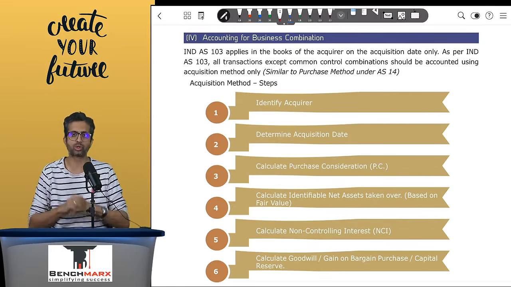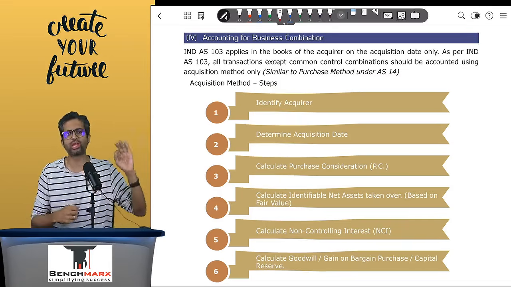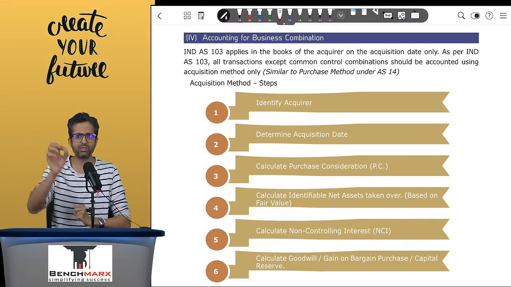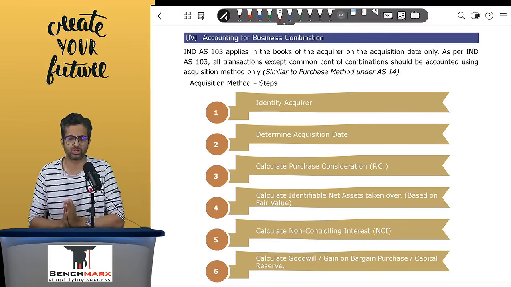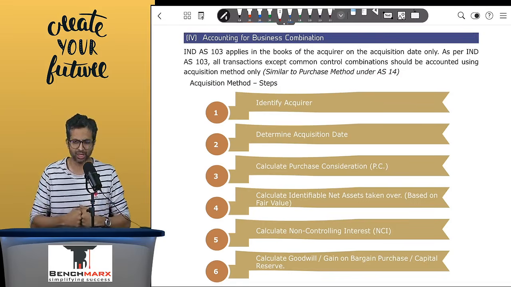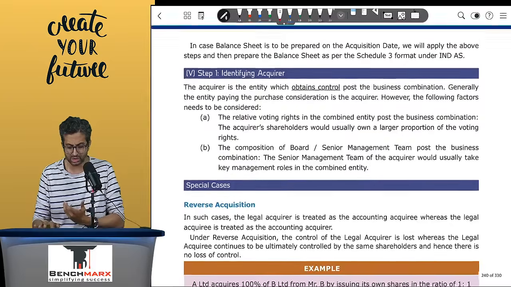So you create what is called a non-controlling interest. And 6, after considering all of these, you calculate the goodwill by PC plus NCI minus net assets, which will give you goodwill. So these are the 6 steps of acquisition accounting, which is fairly important from an exam perspective, especially steps 3, 4, 5, 6. So we'll quickly discuss each of these steps.